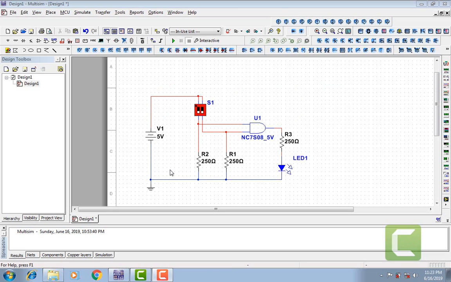This circuit will show us how the two onboard AND gate works. Its components are a battery of 5 volts, 3 resistors of 250 ohm. One LED usually takes about 5 to 20 milliampere. Two switches. Finally, the two onboard AND gate, this one.